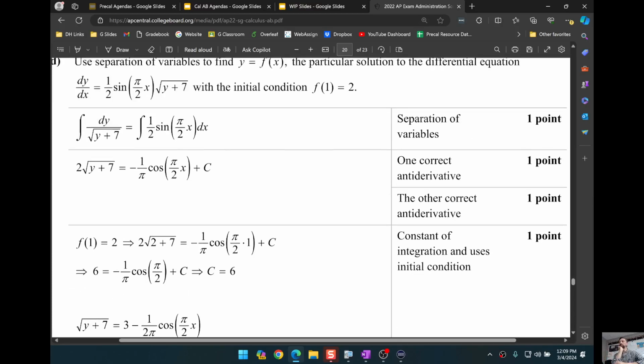Yeah, this one had 5 points. And some of the points are not that hard to get, especially when the average was only 3.1. So you can award yourself 1 point if you separated the variables correctly. You can get 1 point if you did the antiderivative of the left side correctly, and a 3rd point if you did the antiderivative of the right side correctly.